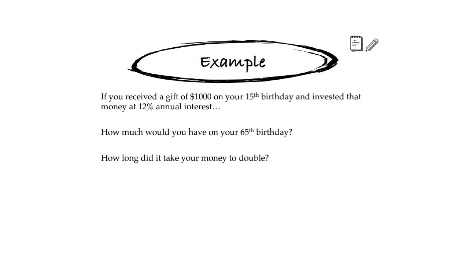Let's start with a simple example using simple interest. If you receive a gift of $1,000 on your 15th birthday and invest that money at a whopping 12% annual interest, how much would you have on your 65th birthday? And then a follow-up question, how long did it take your money to double? Try to answer these using the A equals P times 1 plus R over N to the NT formula while I pause the video.